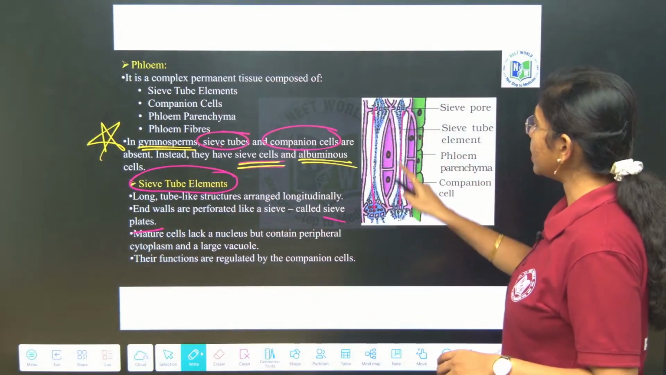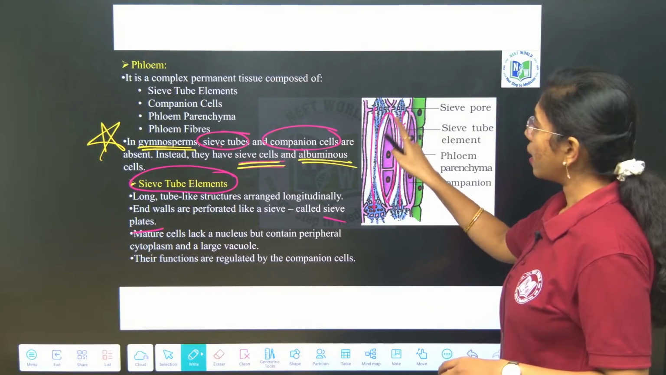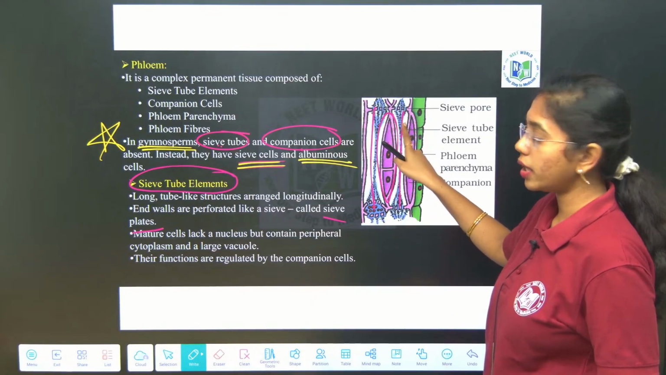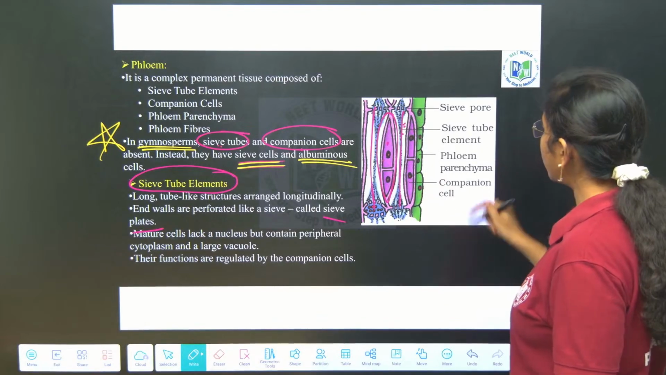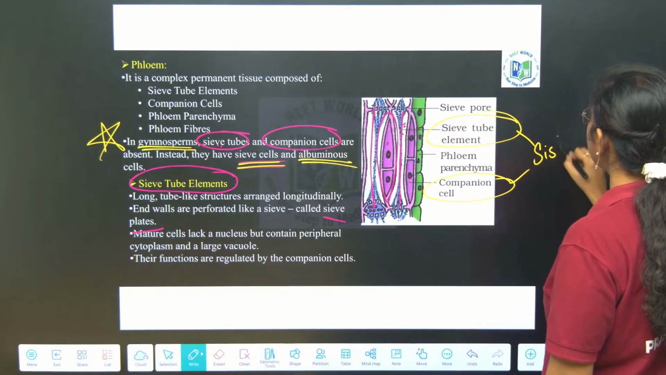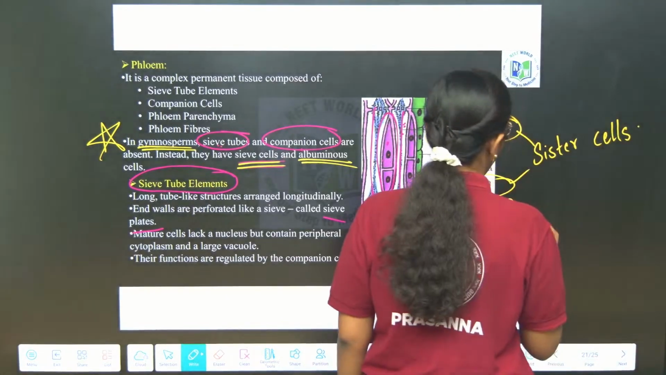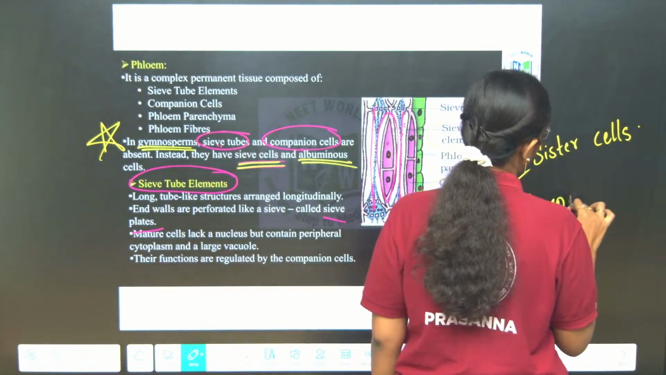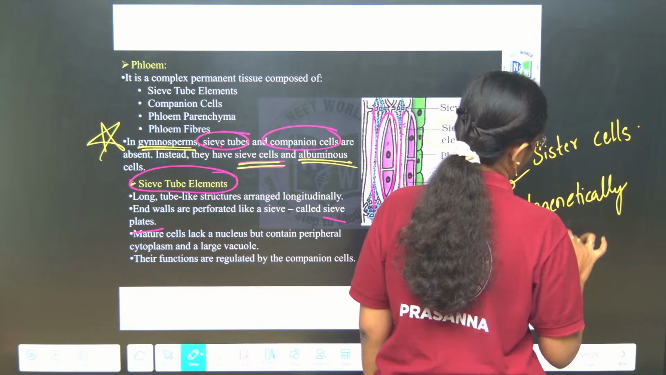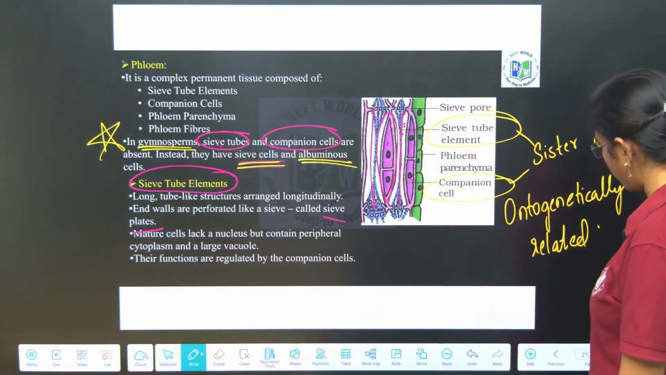These are sieve tube elements and this is companion cell, right. The function of sieve tube cells is coordinated or regulated by companion cells. Sieve tube cells function is coordinated by what? Companion cells. That is why sieve tube cells and companion cells together are called sister cells, and they are ontogenetically related. Clear, right ma? This is the picture about sieve tube elements.